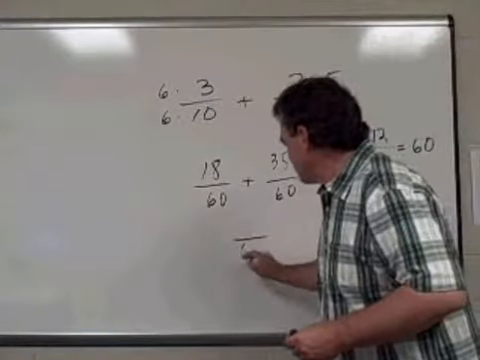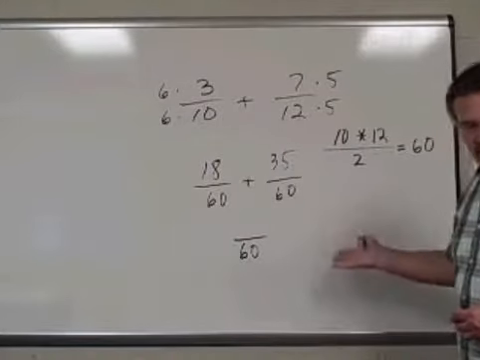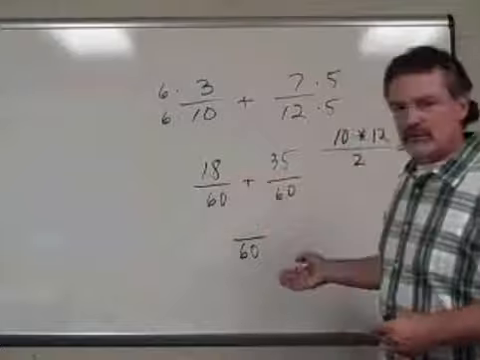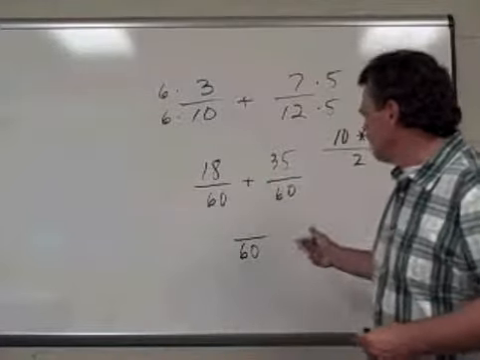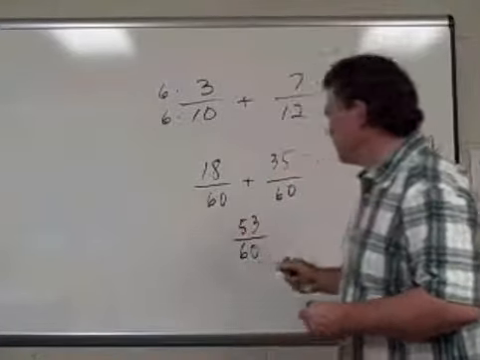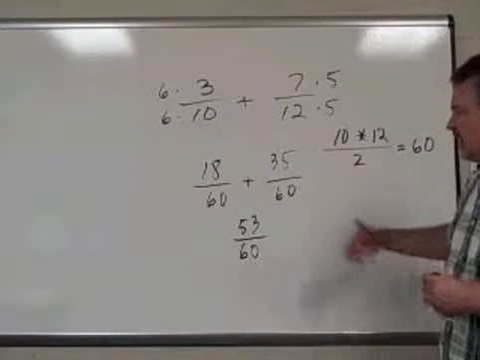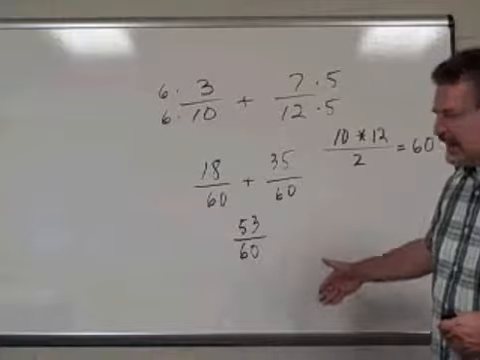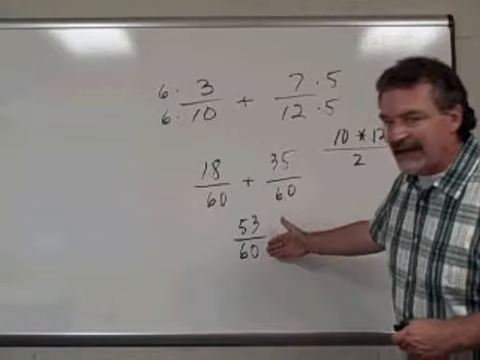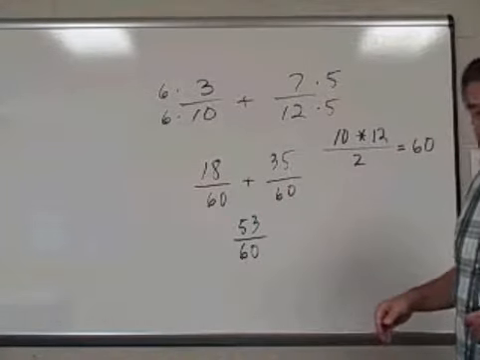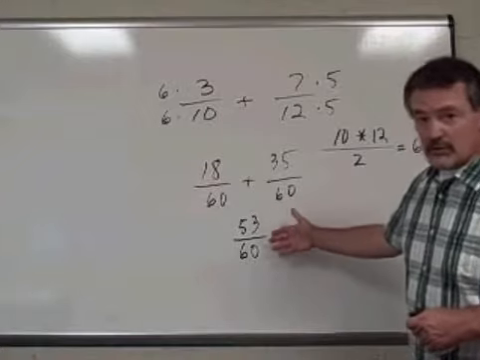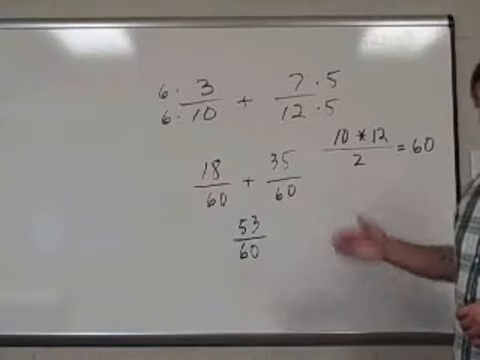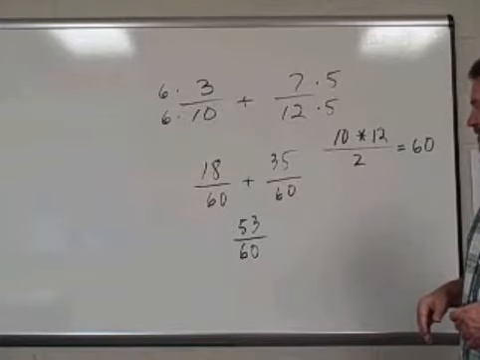When you add fractions, the answer will have that same common denominator, in this case 60, and now we simply add the numerators. 18 plus 35 is 53. And the last thing we would do then is try to reduce that answer. Can we find a common factor we can divide out of each of those numbers? And in this case, there is no common factor we can divide out of each of those numbers other than 1, and we have our solution to this addition problem.